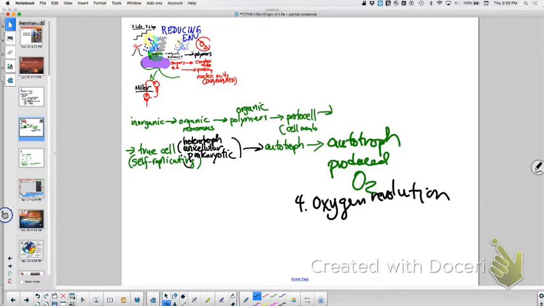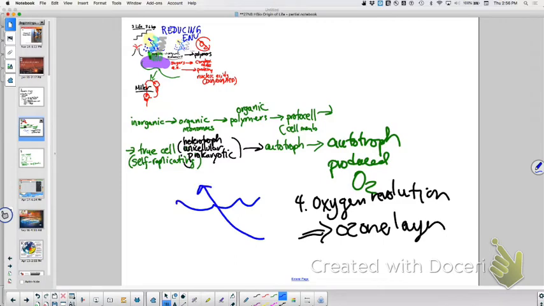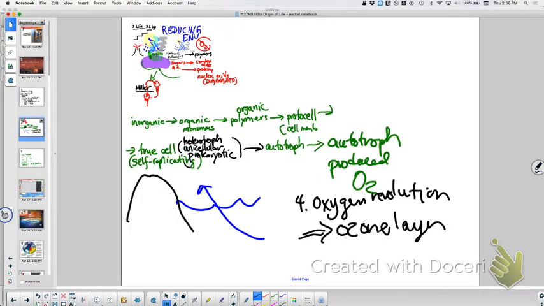Okay, oxygen revolution puts oxygen in the air, which creates a what? Yes, ozone layer. So now organisms can crawl out onto the land. Go out onto the land, and instead of being unicellular, they could be multicellular.